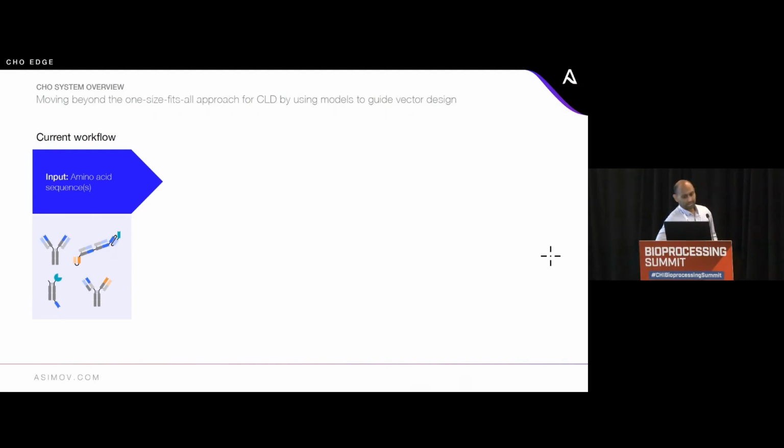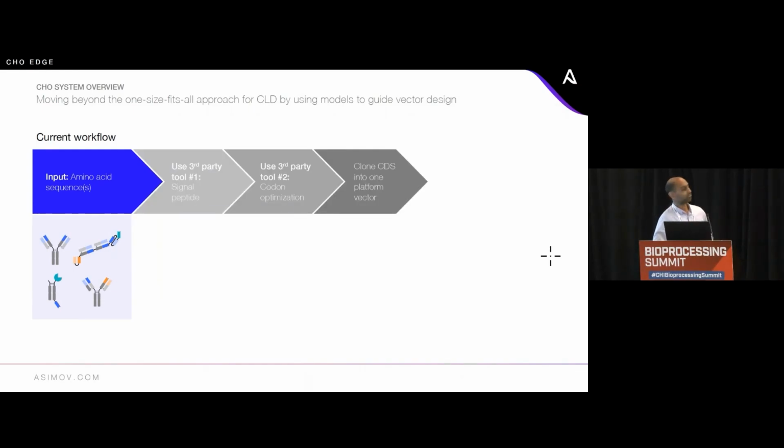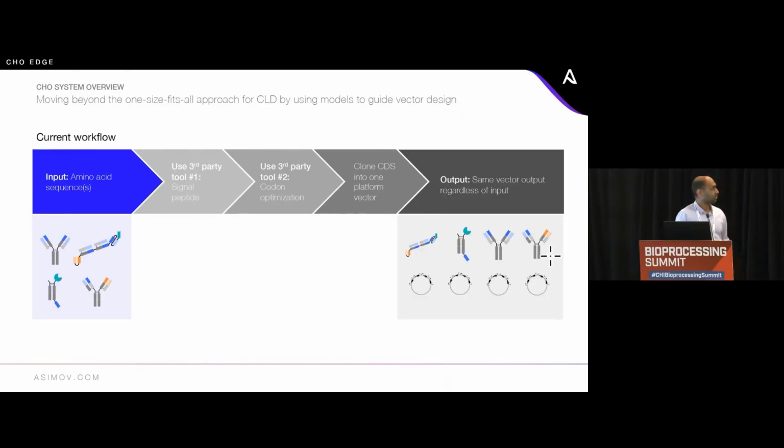The problem, though, is that typically when that sequence comes in, the first thing you do is put a signal peptide on it, and then you might codon optimize it with a second third-party tool, and then that entire CDS is cloned into a single platform vector. And so regardless of the molecule type, there's typically the same type of vector architecture across the board. And the challenges there are that this is a one-size-fits-all approach, which is suboptimal from both a titer and product quality perspective, but also can be high risk. If the titers are low or the product quality is poor, that can jeopardize a program or the timelines.